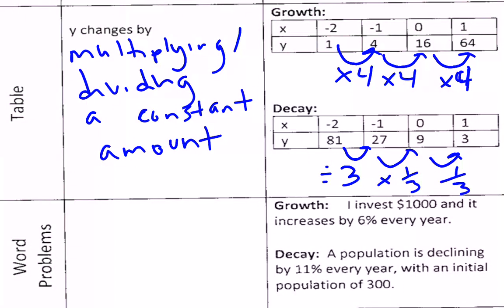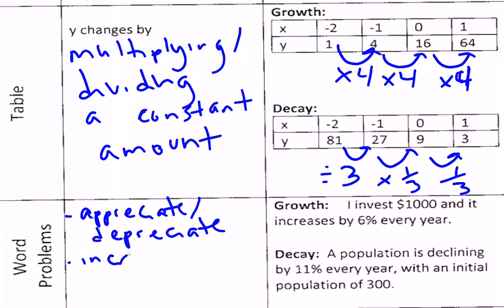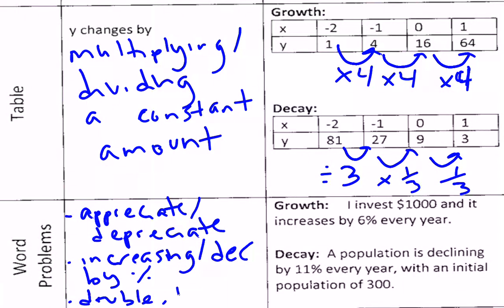And in a word problem, we're going to look for keywords like appreciate, depreciate, increasing, or decreasing. I'm going to abbreviate. By a percentage, okay? By a percentage. And then last, words like double and triple.